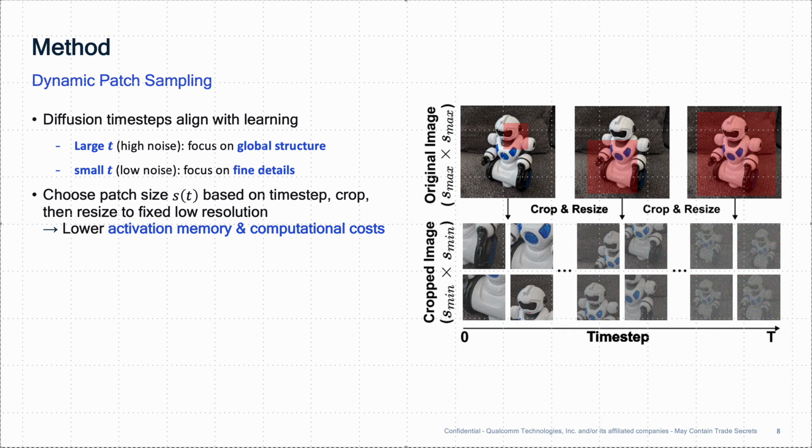Let me start with dynamic patch sampling. In diffusion, timesteps align with what the model learns. At large t with high noise, the model focuses on global structure, and at small t with low noise, it focuses on fine details. So we choose a patch size based on timestep, crop the image, then resize to a fixed low resolution. This preserves the learning behavior across time steps while significantly reducing activation memory and compute cost, because we train on smaller effective inputs.